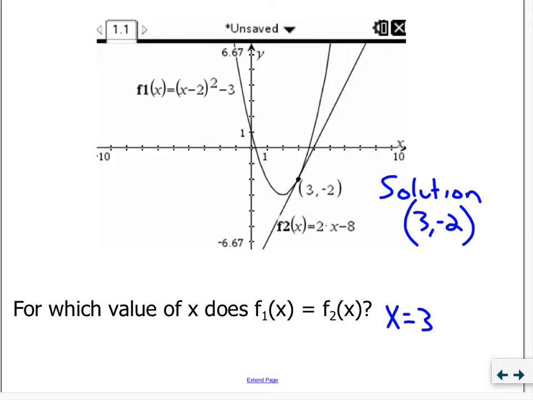So really not a lot of new stuff, just kind of putting everything together here, making sure that we can graph this quadratic linear system, identify the solutions. If you're good there, you're all set.